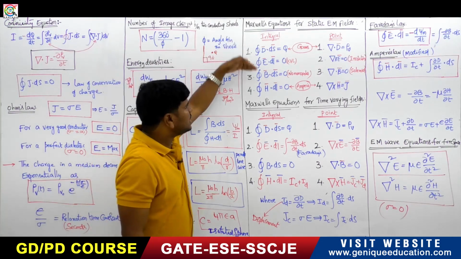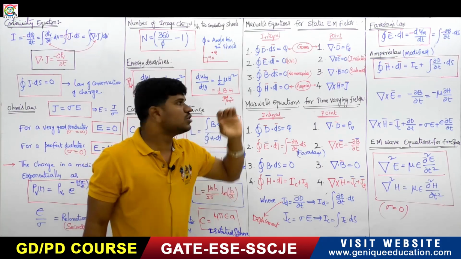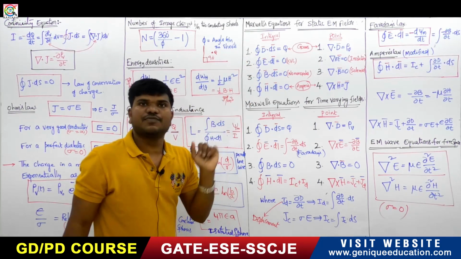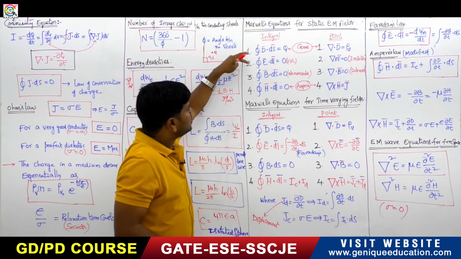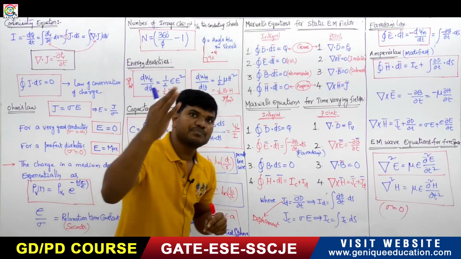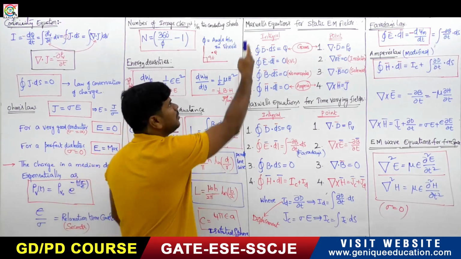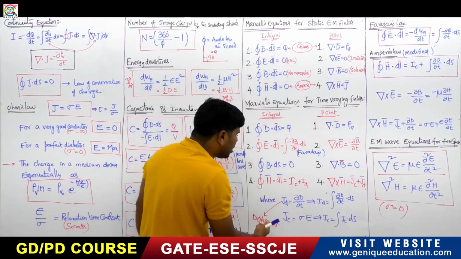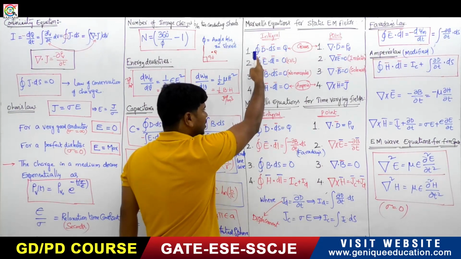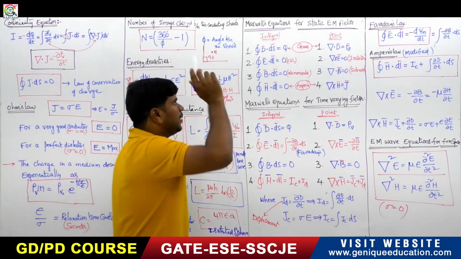If you observe all these four equations, all are closed line integrals and closed surface integrals. Equations 1 and 3 are closed surface integrals, and equations 2 and 4 are closed line integrals. This is the thing you have to understand, whether it is static fields or time varying fields, they are all closed line integrals and closed surface integrals.